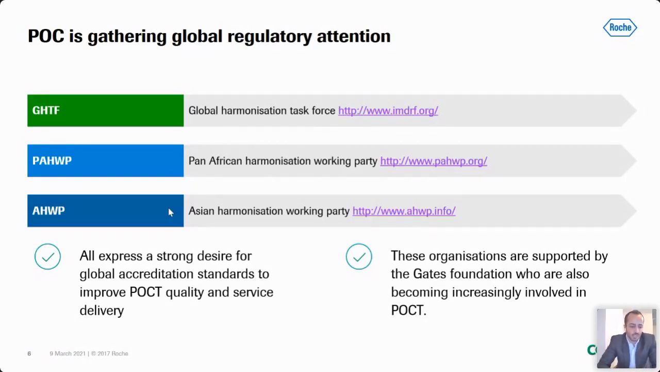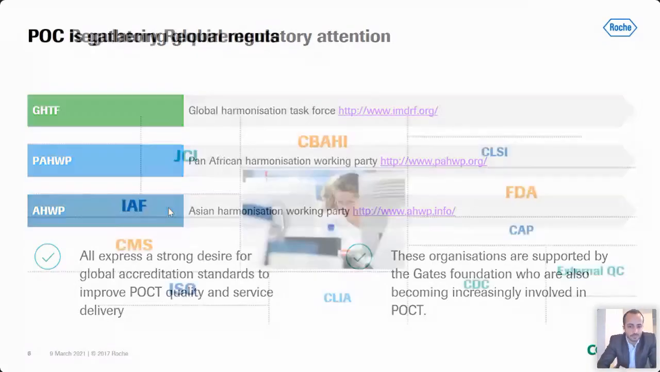So rather than a minor section inside our accreditation checklists in our hospitals, it has improved to something extremely important, and we have global regulatory standards dedicated to best practices inside point of care. Just to mention, all those organizations are supported by the Gates Foundation, who are also becoming increasingly involved in point of care testing, with the ultimate goal of bringing patient testing closer to the patients and the patient centricity concept.